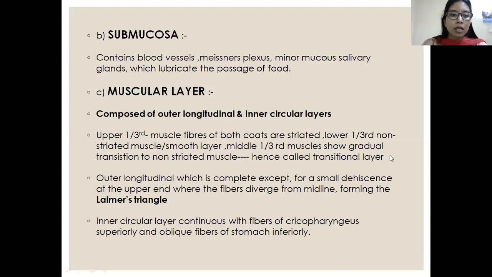So the outer longitudinal layer, it is usually complete except for a small dehiscence at the upper end where the fibers diverge from midline, forming the Laimer's triangle. So can anybody tell me what other triangles of pharynx which are anatomically important to us you know of? The chat is open. Please feel free to answer. Anybody? What are the other triangles of weakness or dehiscences we see in the pharynx?